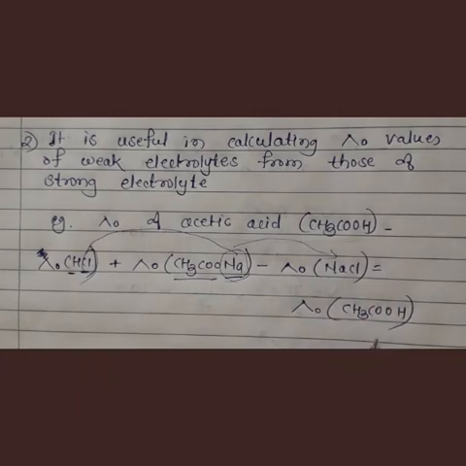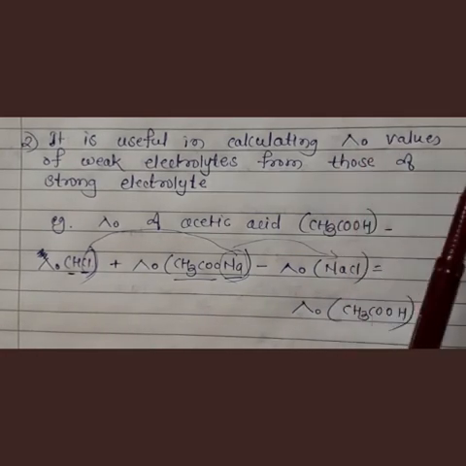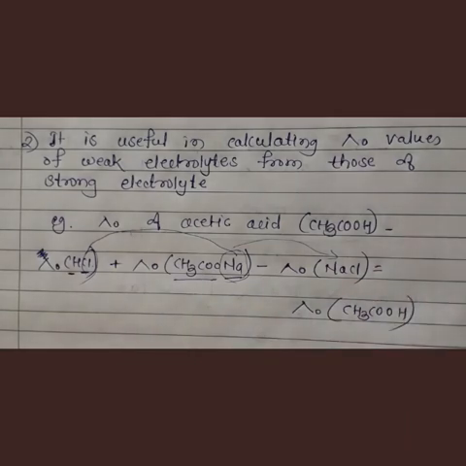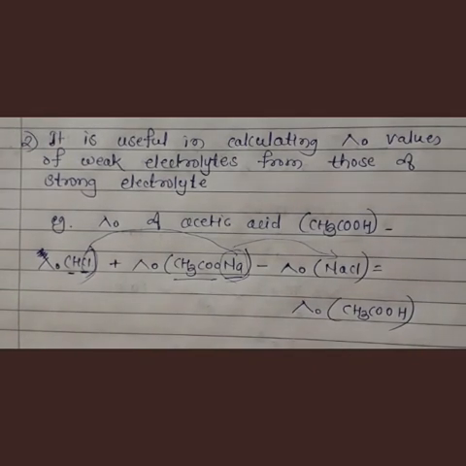Understood? So the molar conductivity of CH3COOH is equal to the molar conductivity of HCl plus the molar conductivity of CH3COONa minus the molar conductivity of NaCl, everything at zero concentration or infinite dilution. Understand? So by using this Kohlrausch law, we can find out the molar conductivity values of a weak electrolyte by using the molar conductivity values of strong electrolytes. So this was everything about Kohlrausch law.